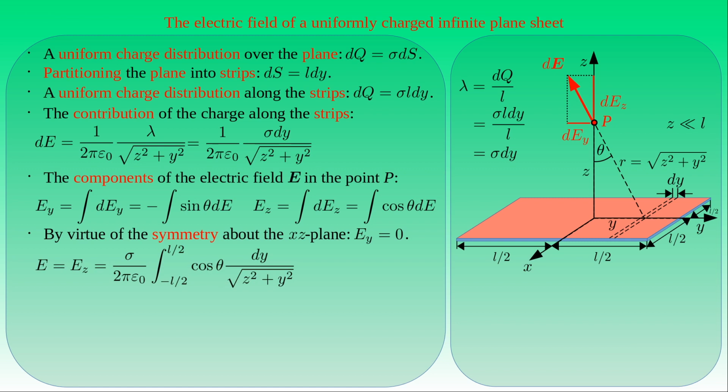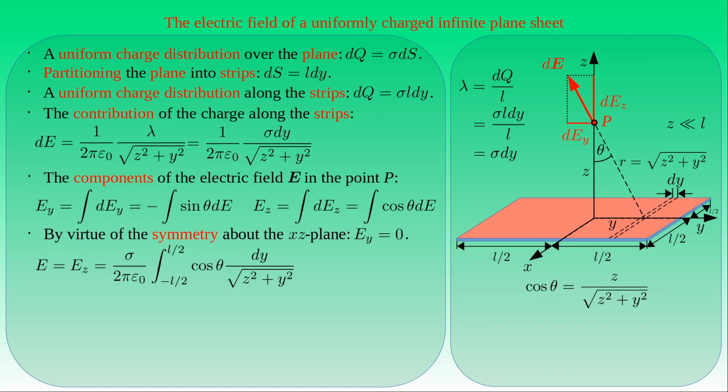z over 2 pi times epsilon naught, times the integral of cosine theta divided by the square root of z squared plus y squared with respect to y from minus L over 2 to plus L over 2. Here cosine theta can be expressed in terms of the Cartesian coordinates, which is given by the ratio of the distance z to the distance r. That is, cosine theta is equal to z over the square root of z squared plus y squared.